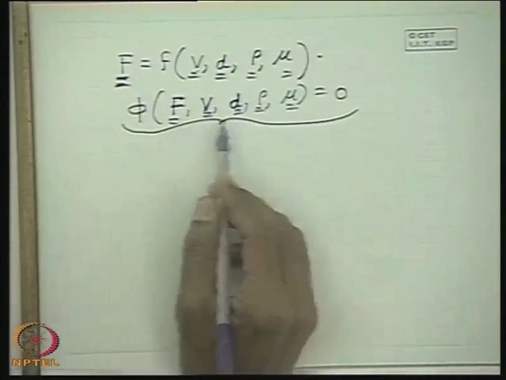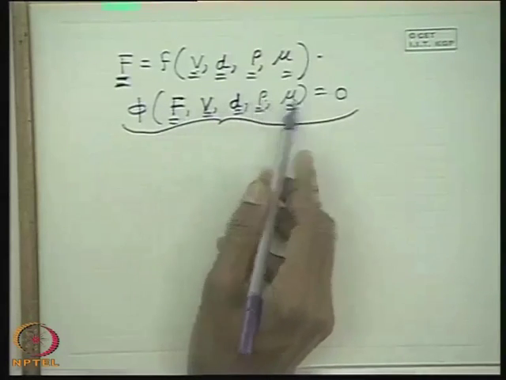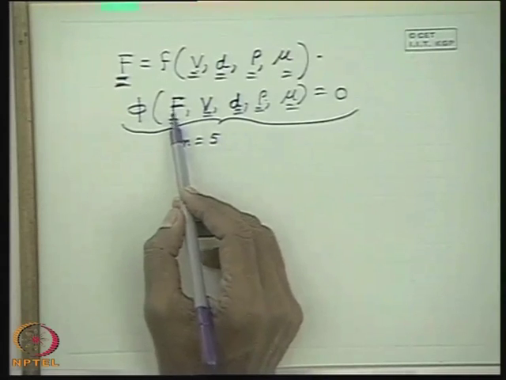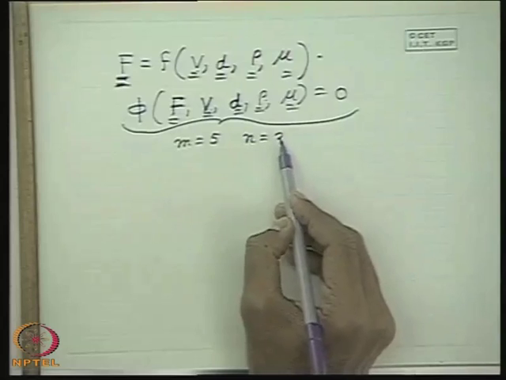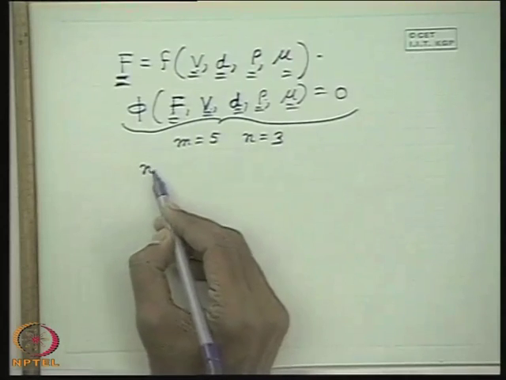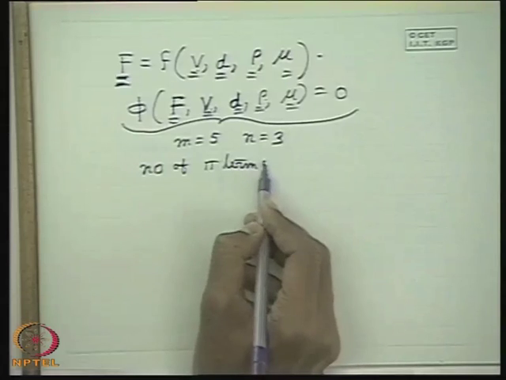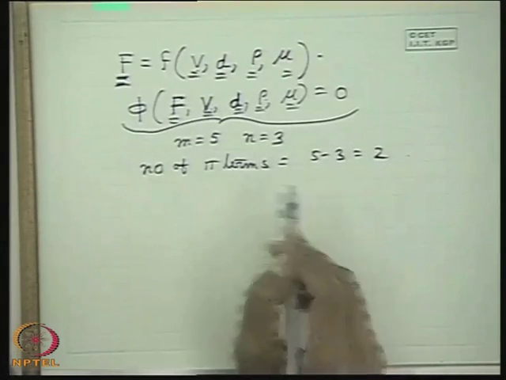Now if we apply Buckingham's pi theorem, first we see how many variables: 1, 2, 3, 4, 5. So m is equal to 5. The number of fundamental dimensions in which these variables can be expressed: there is no temperature, only mass, length and time, so 3. Therefore the number of pi terms is equal to 5 minus 3. So how do we determine the 2 pi terms?